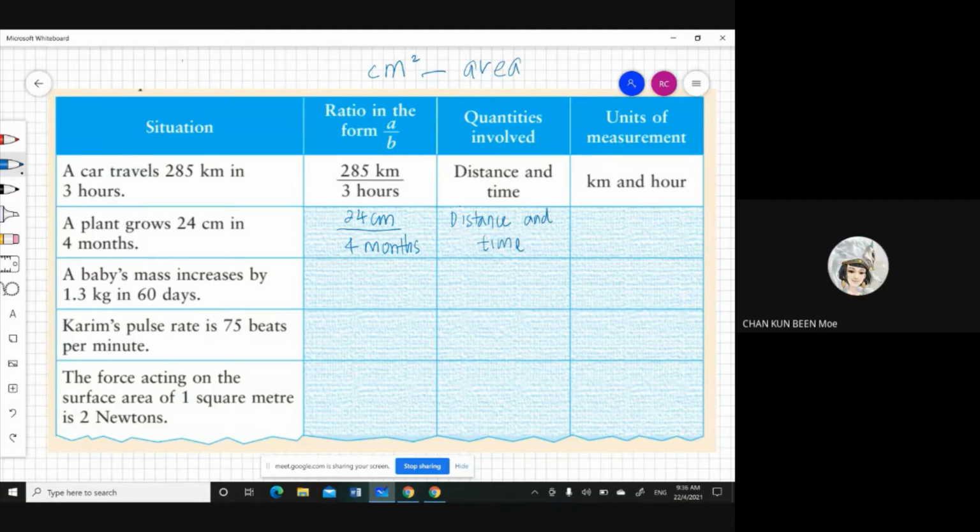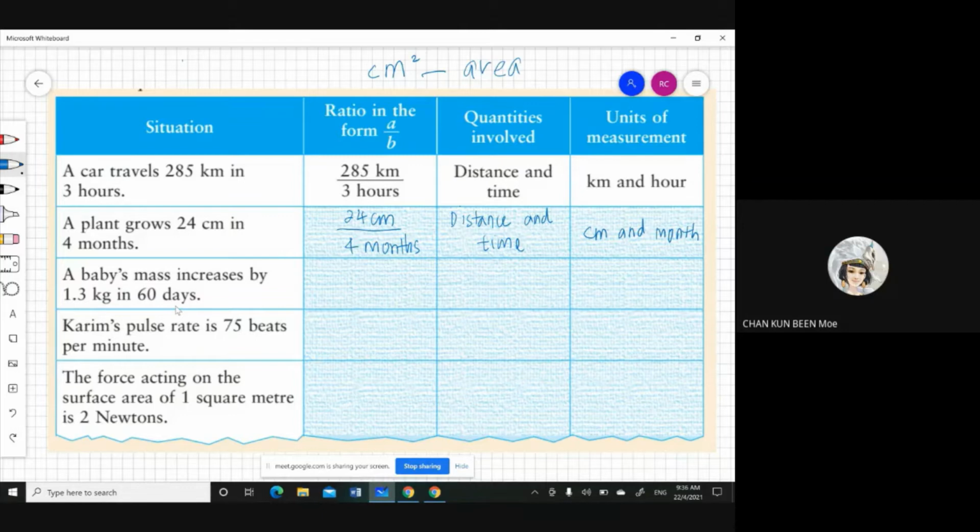Next, what are the units of measurement for this question? Centimeter and months. Yes, very good. And it's actually not months, actually we refer to it as month. Sorry, because I was referring to the next question. Okay, centimeter and month, correct. Now, look at the third question. A baby's mass increases by 1.3 kilogram in 60 days.